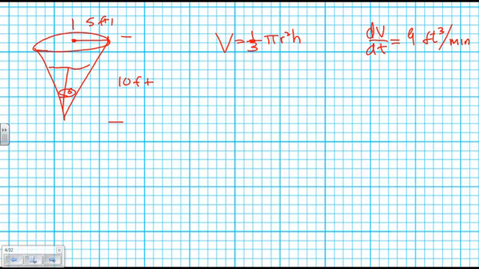Another question. When the syrup is 6 feet deep, what's the radius of the top of the cone? Not the top of the tank, but where the syrup line is. Less than 5 feet. Excellent.